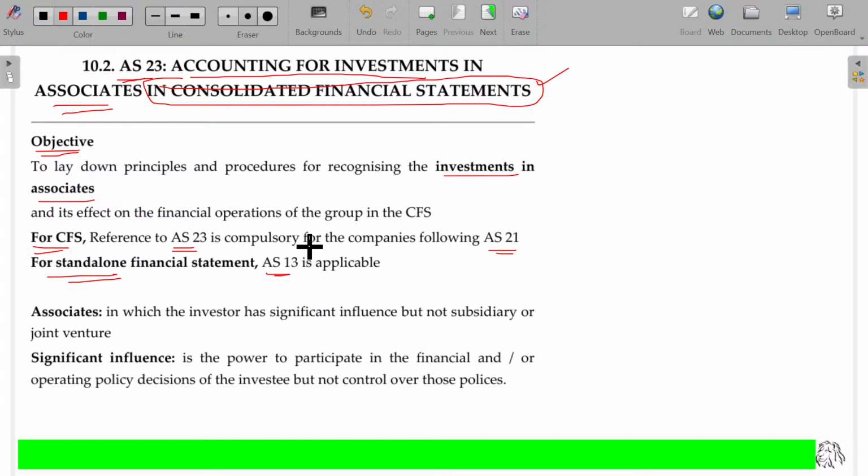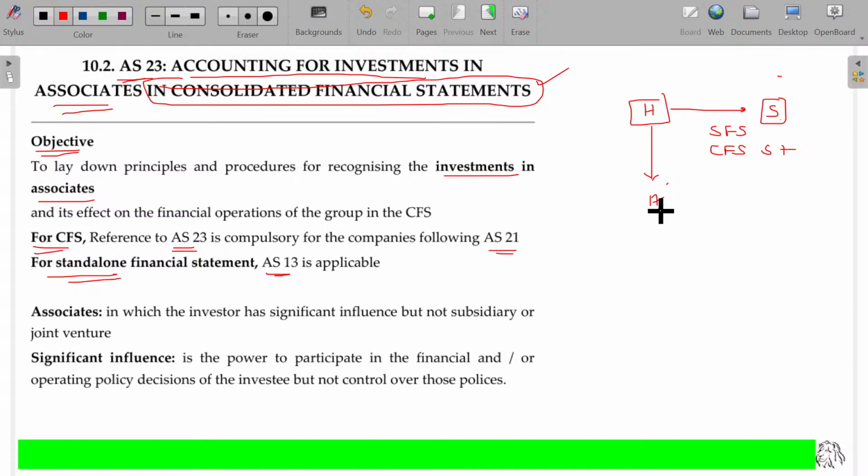Standalone is nothing but separate. Holding company, subsidiary company, and associates. So what happens here? The holding company has to prepare CFS as well as standalone or separate financial statements. For separate financial statements, the investment made in S and A are both investment only. While preparing CFS, they have to include S's balance sheet incorporated with H's balance sheet.